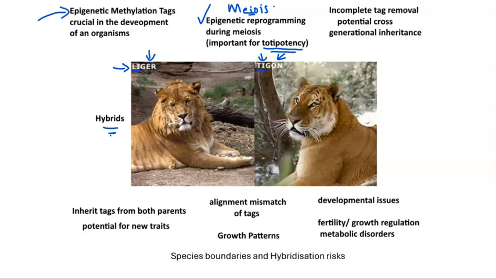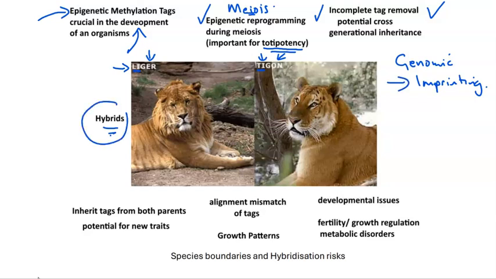Epigenetic methylation tags are crucial in the development of organisms, and in fact there's a phenomenon called genomic imprinting. What this refers to is that each of the parents will contribute chromosomes, genes, which have tagging, and only one of those, either the male one or the female one, will actually have an impact on the offspring in the next generation. So normally with epigenetic reprogramming, the tags are completely removed to allow totipotency in the fertilized cell, except for the genomic imprinting of the parents.